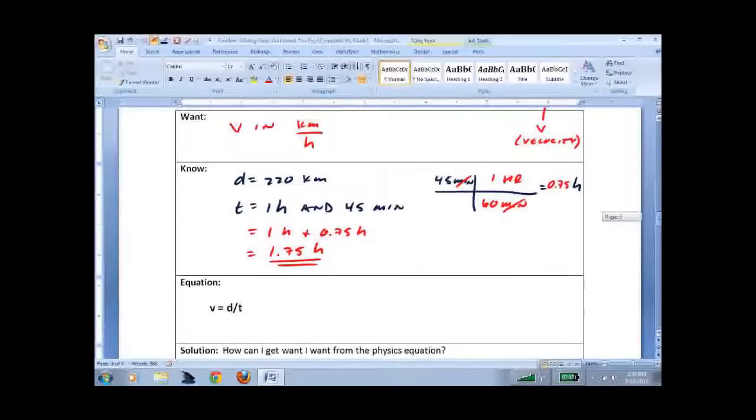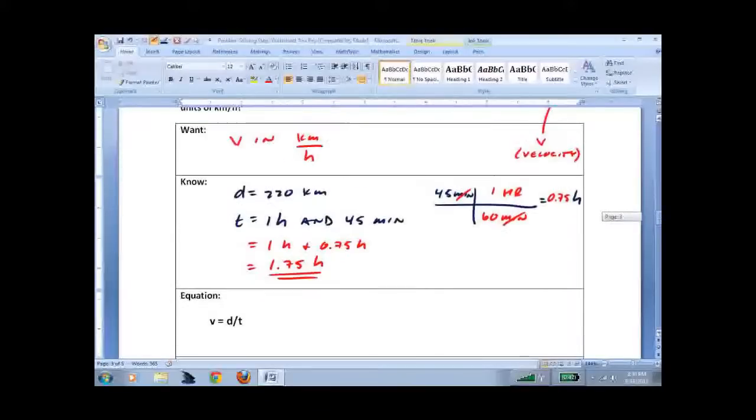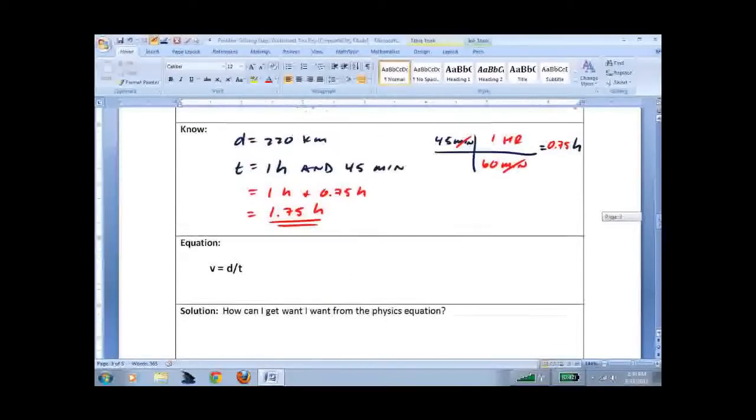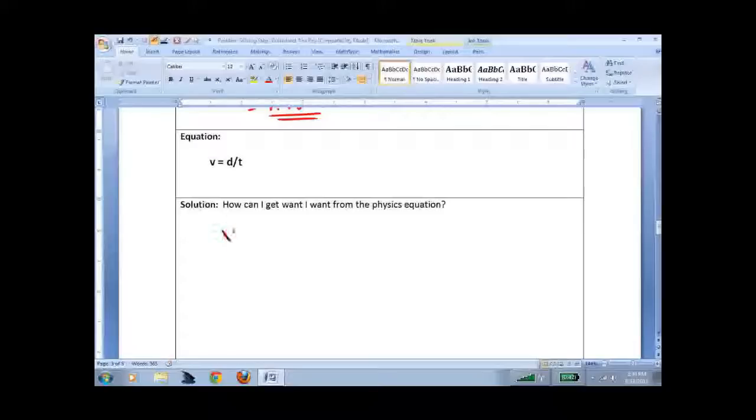There's my equation, d over t. And I want the velocity. I've got 220 kilometers and 1.75 hours. That's kilometers per hour, so it looks like I did it right. And I get a big, huge, ugly number. I'm going to round to the ones. And there it is.